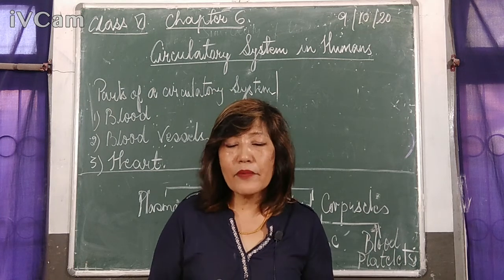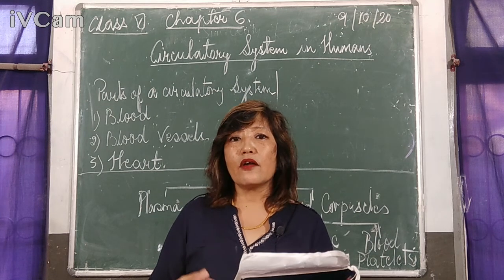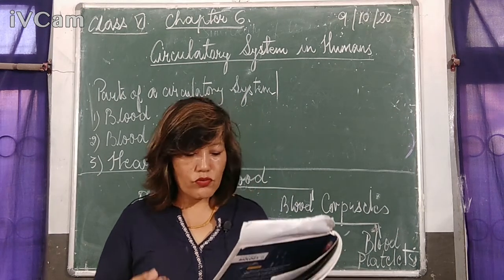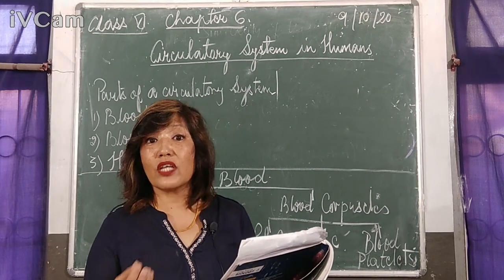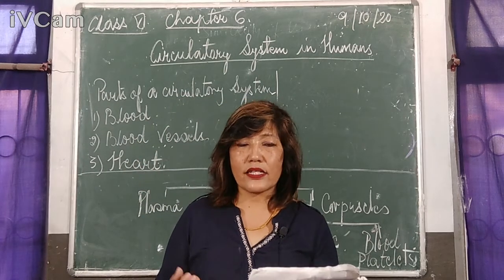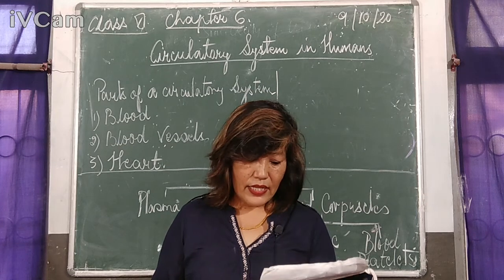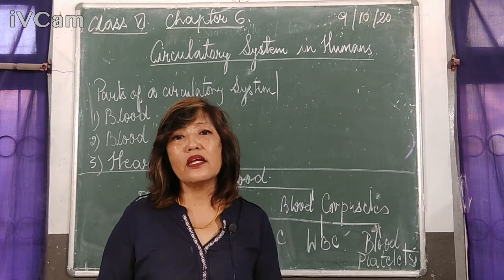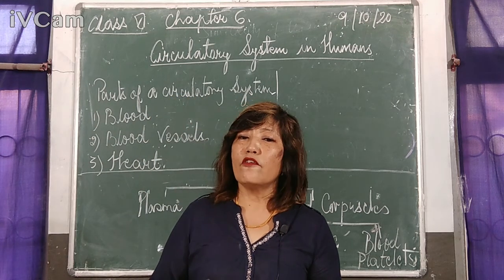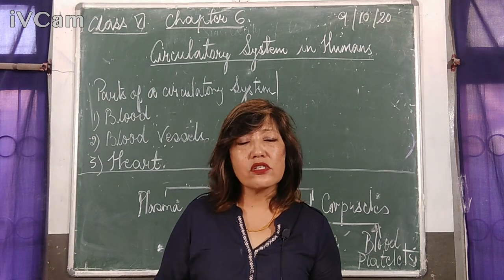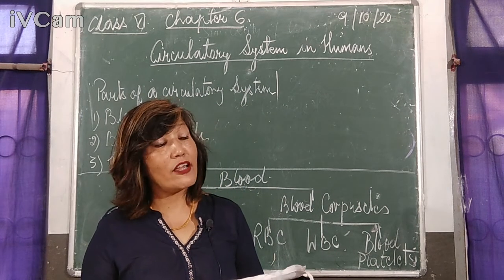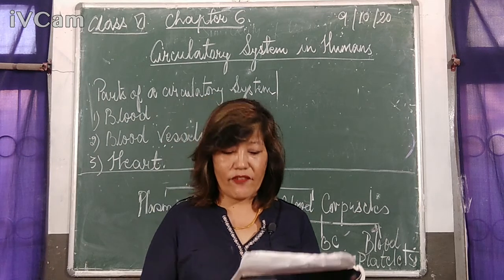Then compare the number of all these three components. There are about 5 million to 6 million red blood cells. Then 4,000 to 13,000 white blood cells, and about 2 lakhs to 4 lakhs blood platelets. Then the lifespan, compare the lifespan. Red blood cells live for 120 days. White blood cells live for 12 hours or sometimes for 12 days. And these blood platelets live for either 3 days or 7 days.